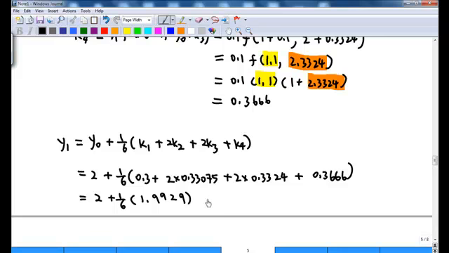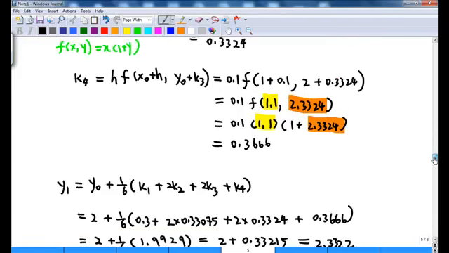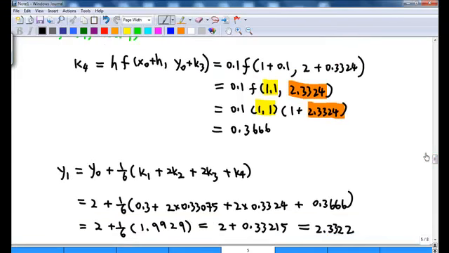Which is equal to 2 plus 0.33215, or in 4 decimal places, this is equal to 2.3322. So this is the value of y when x equals 1.1. That means when x equals 1.1, the corresponding value of y is 2.3322, given by the Runge-Kutta method.